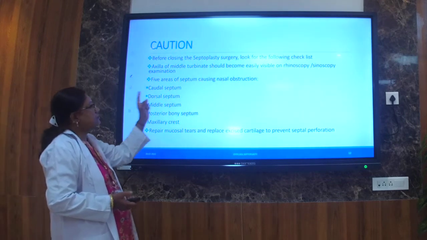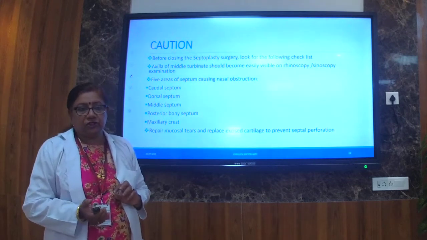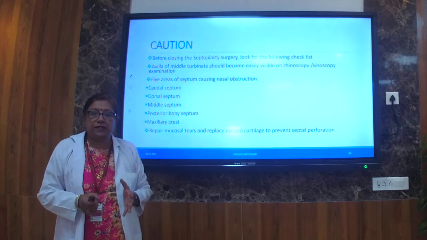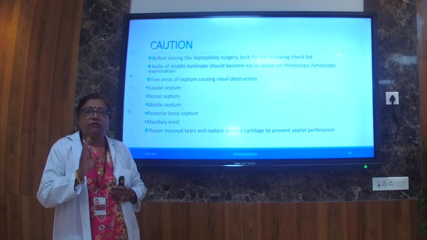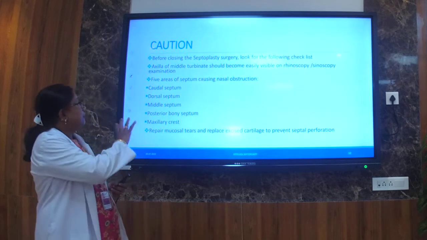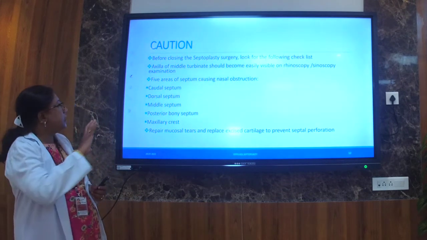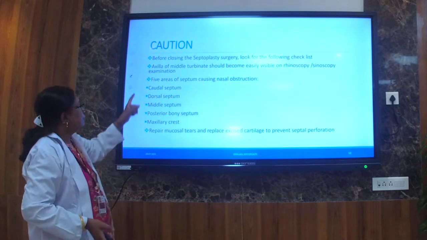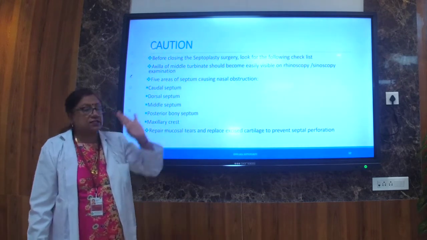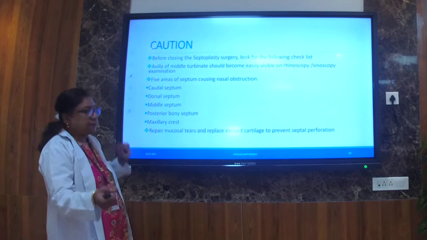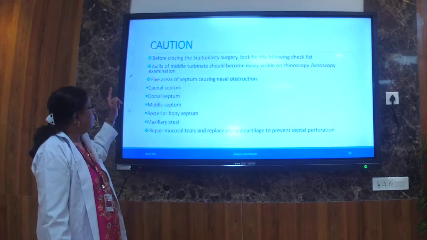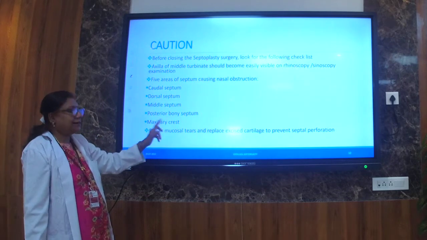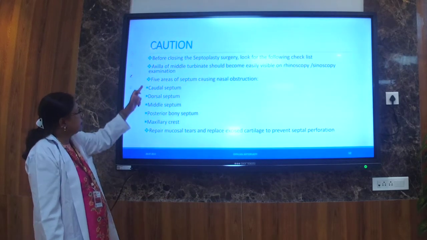Five areas of septum causing nasal obstruction. So on your checklist, once you are doing the septoplasty, a surgeon should always remember which areas to see to avoid nasal obstruction. The five areas of septum which cause nasal obstruction are caudal septum, dorsal septum, middle septum, posterior bony septum and maxillary crest. So this is very important.